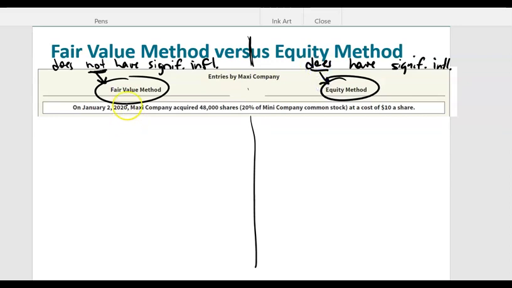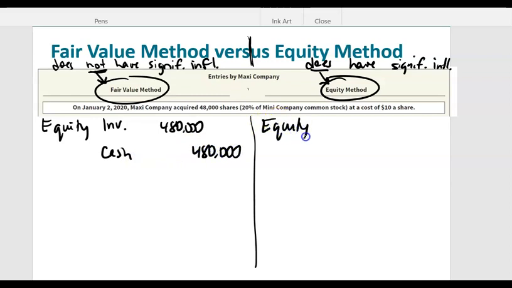Okay, so under the fair value method, if we are just recording the unrealized gains and losses each period and dividends are revenue, what would happen on the day that we're recording the actual investment? Well, there's actually no difference. Either way, we debit equity investments for 480,000 and credit cash 480,000. This is regardless of whether the fair value method or the equity method is used.